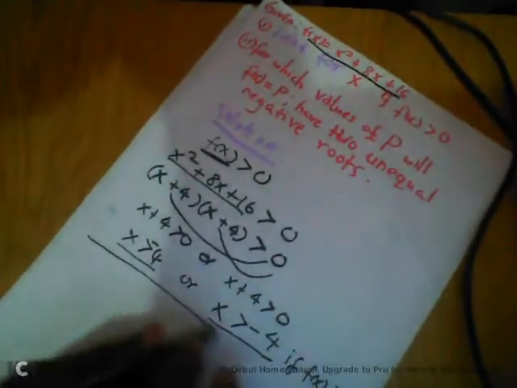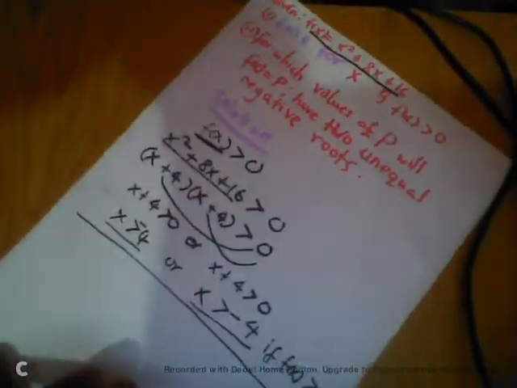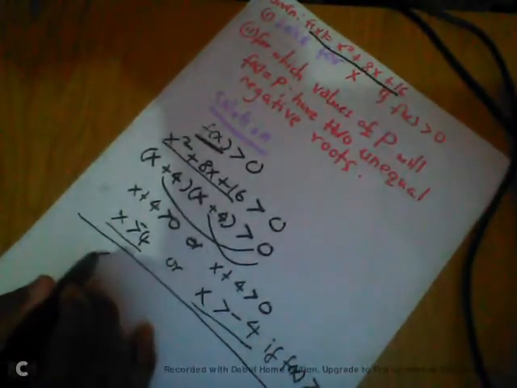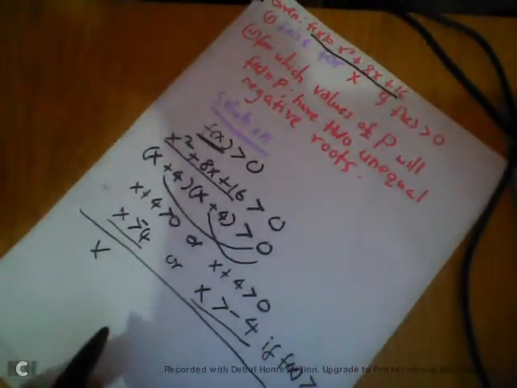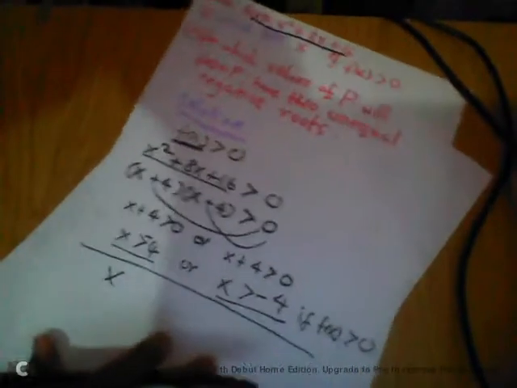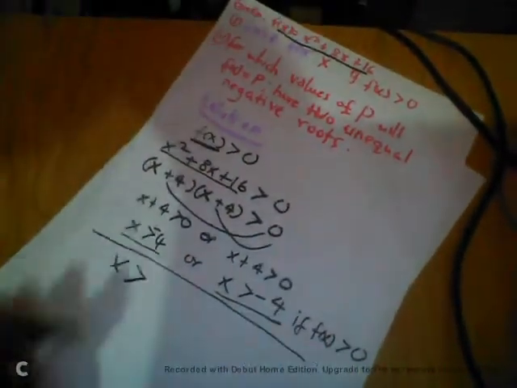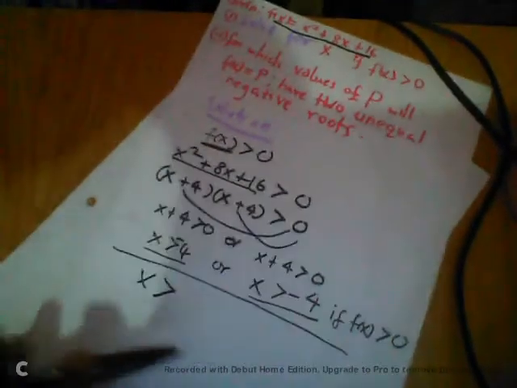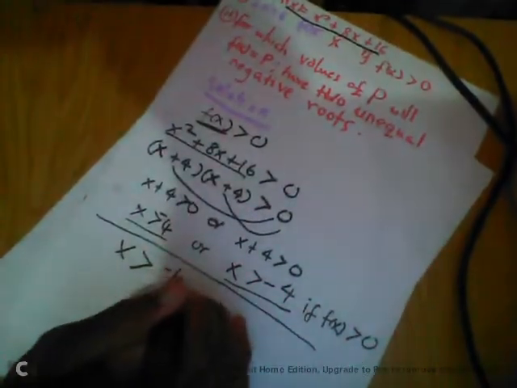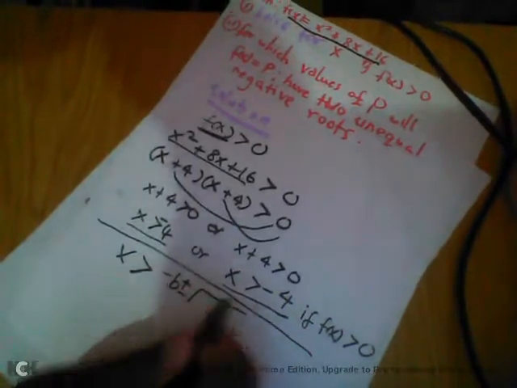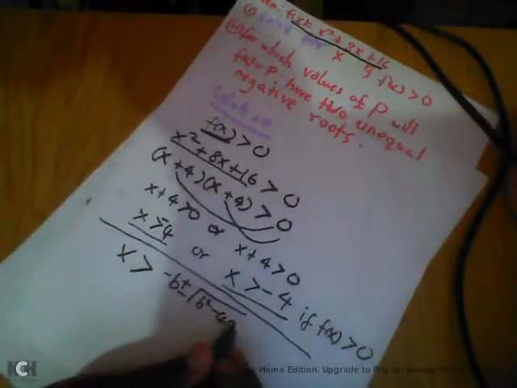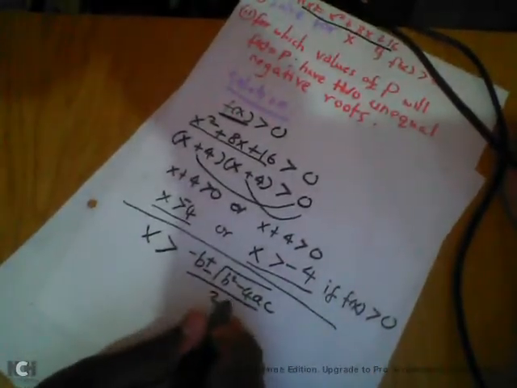But if you don't want to do this method, you can use the general quadratic formula, which says x is equal to negative b. But in this case do not say equal, because here it is greater than 0. So you're going to say greater. If it's less, you put less. If it's greater or equal, you put equal. And it says negative b plus or minus the square root of b squared minus 4ac, over 2a.